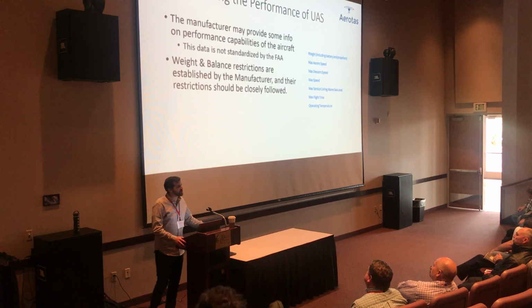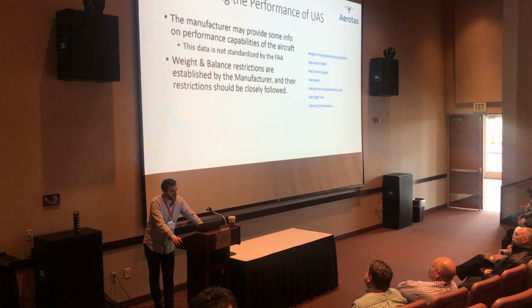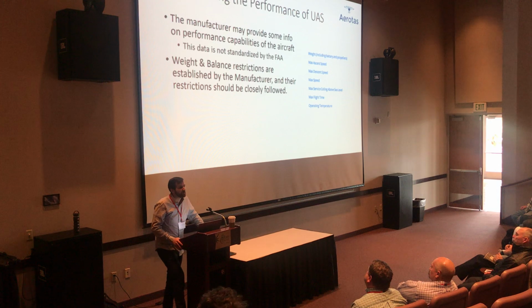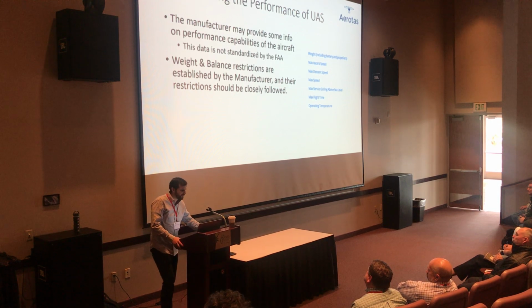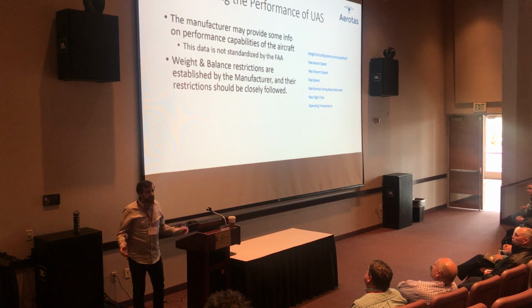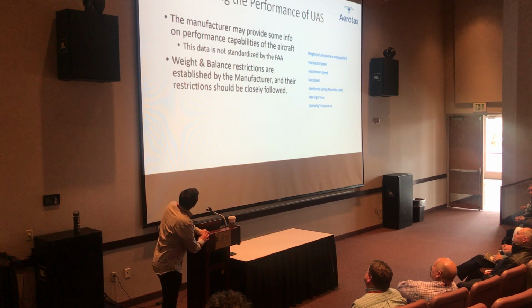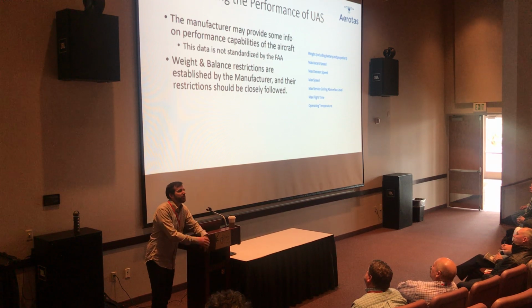Now, most manufacturers and anyone that's going to be selling commercial grade aircraft are typically going to have a list of performance characteristics they'll list with it. Things like operational ceiling, what's the highest altitude that it can safely fly at, the expected battery life under ideal conditions, and so on. Weight and balance restrictions, if they do exist, are going to be established by the manufacturer, and their restrictions should be closely followed.